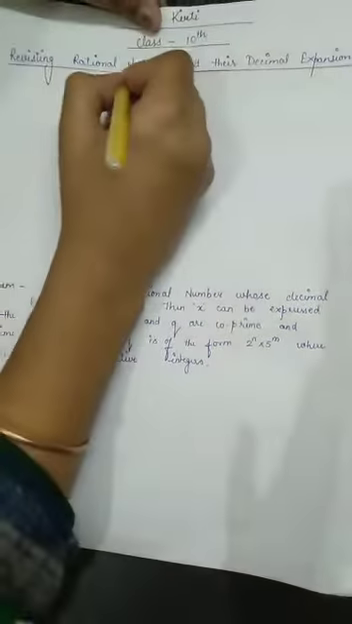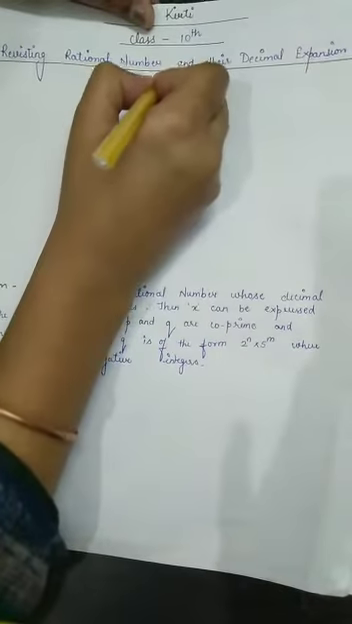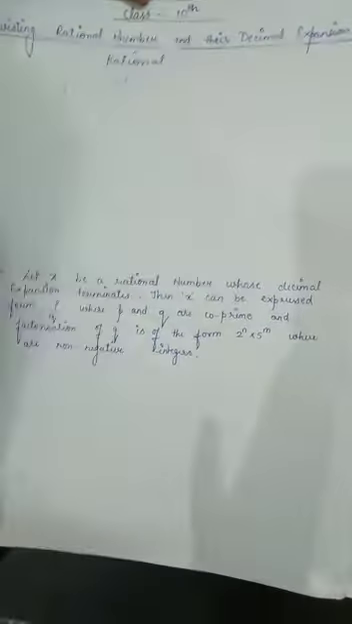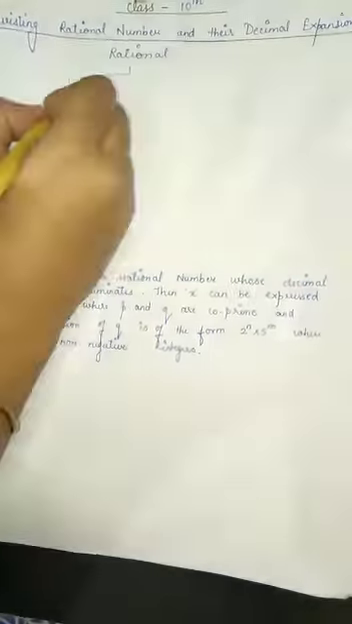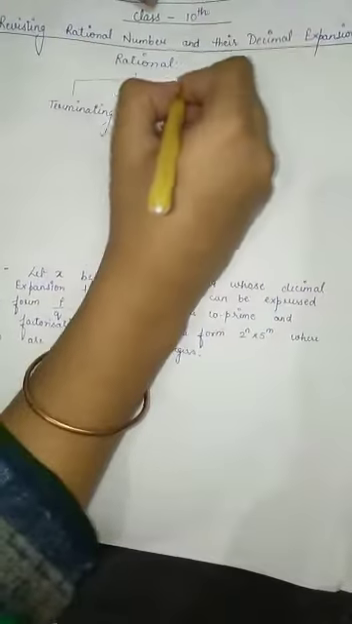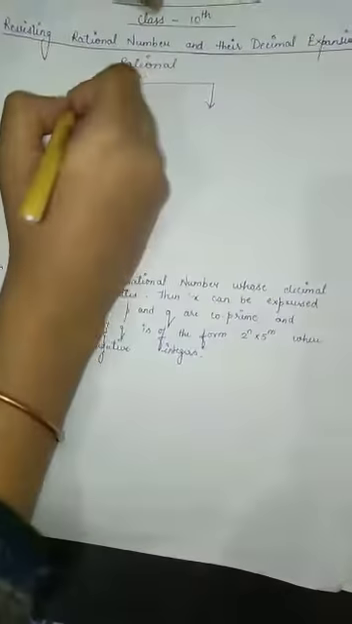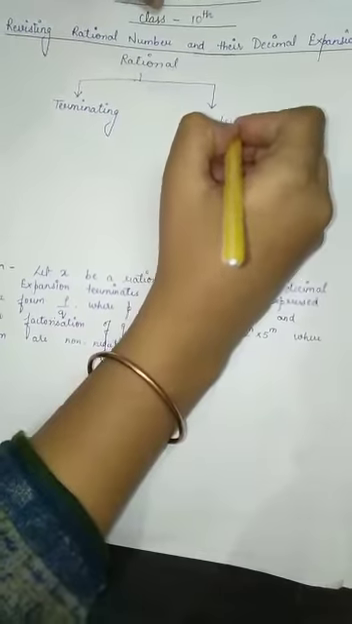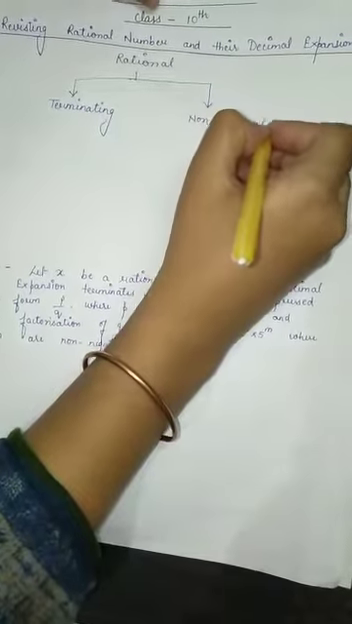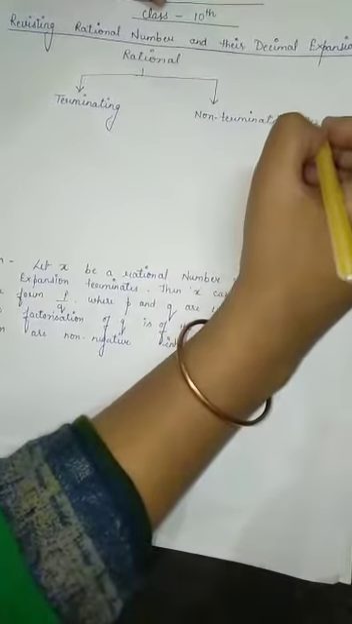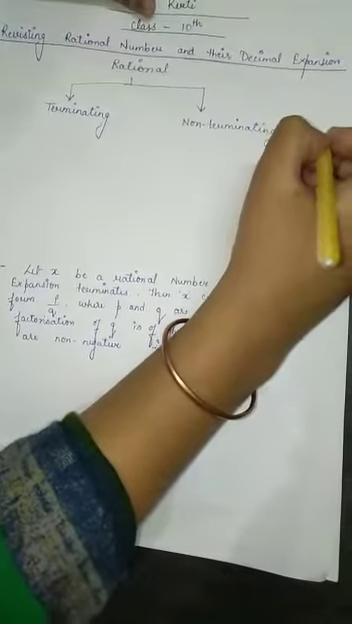So the rational number is mainly of two types. First is terminating, and second is non-terminating repeating.